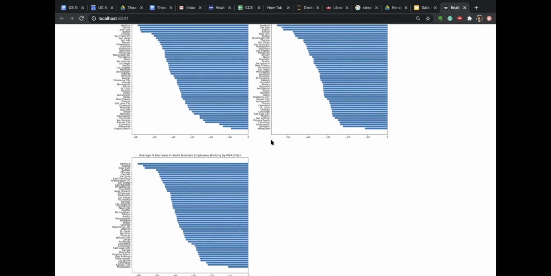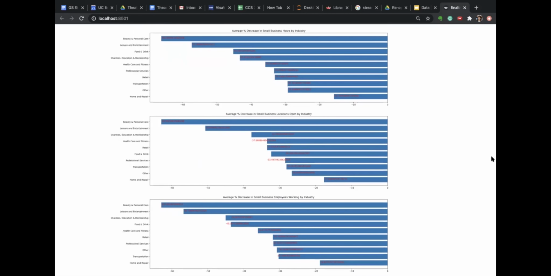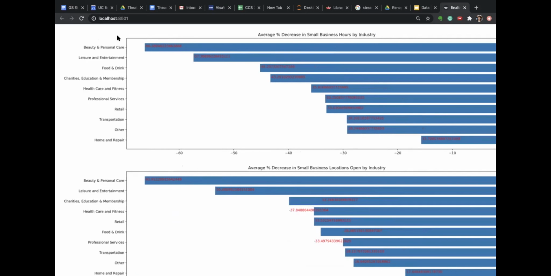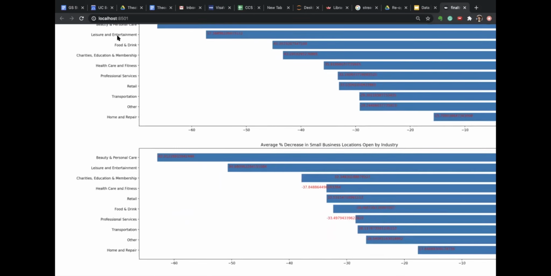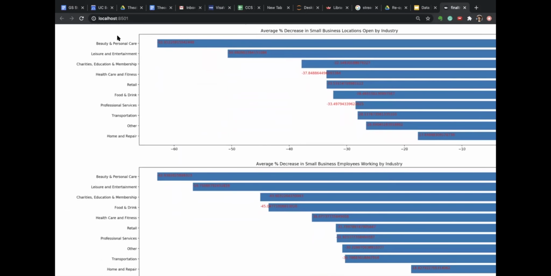In addition to these three plots, we also have visualizations regarding how COVID-19 impacted small businesses by industry. On the y-axis, we see the industries, and we can see, using the same metrics, that beauty and personal care and leisure and entertainment were some of the industries most impacted by COVID-19. Which makes sense because beauty and personal care is obviously a high touch industry that isn't safe to reopen, and leisure and entertainment is not essential.